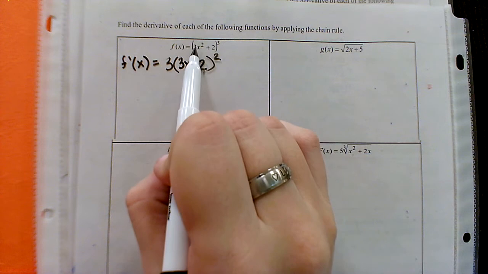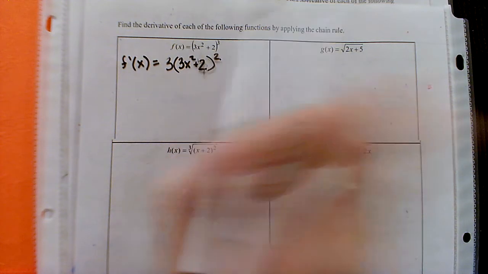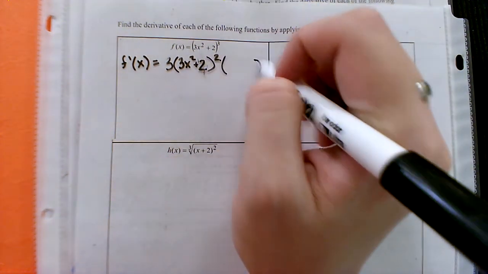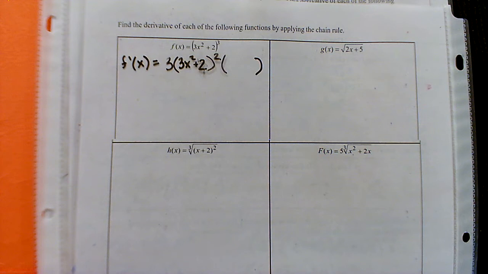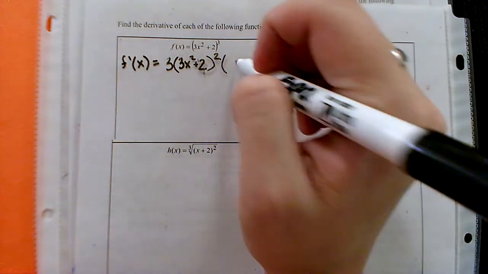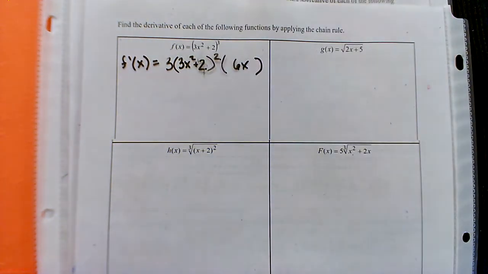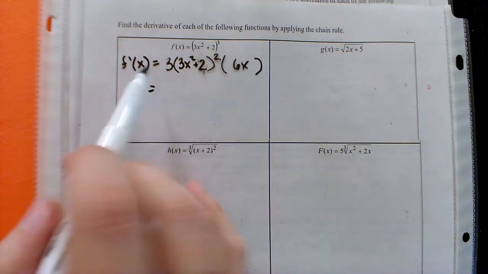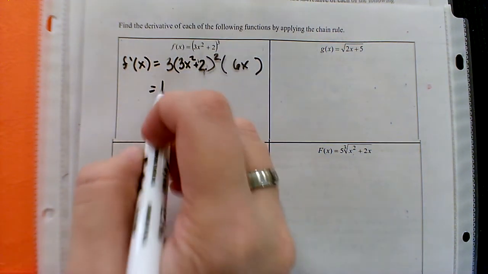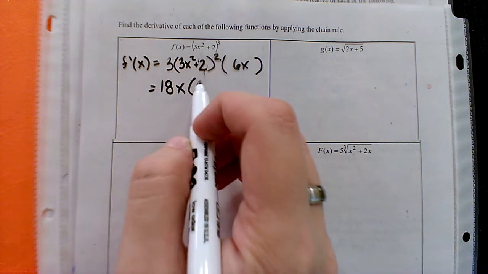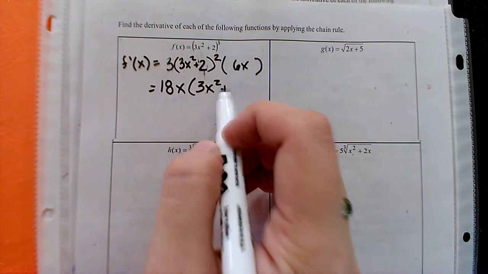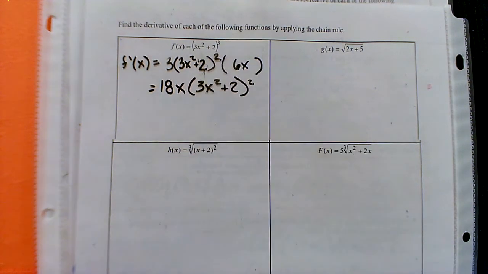It looks like we still have a 3x squared plus 2. So what would the derivative be of that next piece? We got 6x. So there's the initial derivative using the chain rule. We can go ahead and clean it up. Maybe you want to do 3 times 6 to give you 18, and then the 3x squared plus 2 squared. That's one way you can represent it.